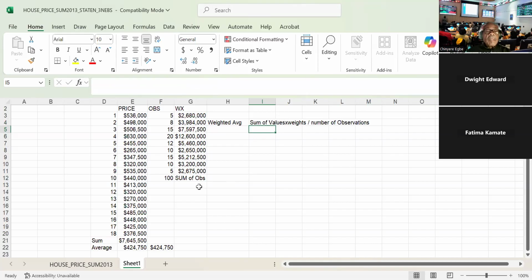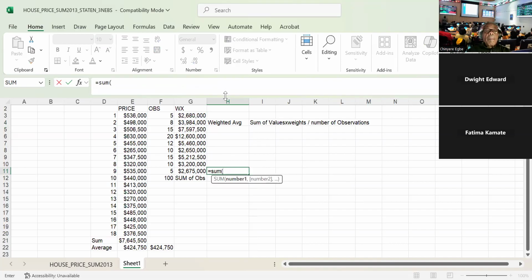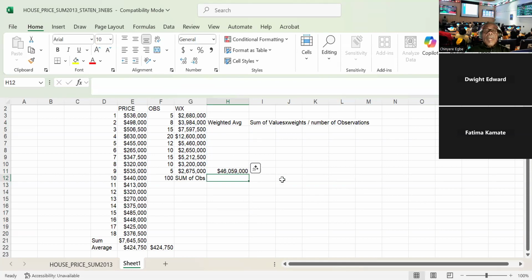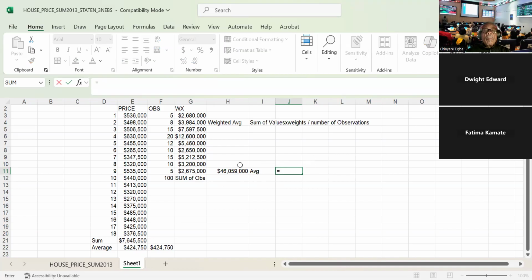So how do you go about that? The sum of the values times their weights will be equal to sum, and average will be equals H11 divided by G12. We use, sorry, F12, not G12.